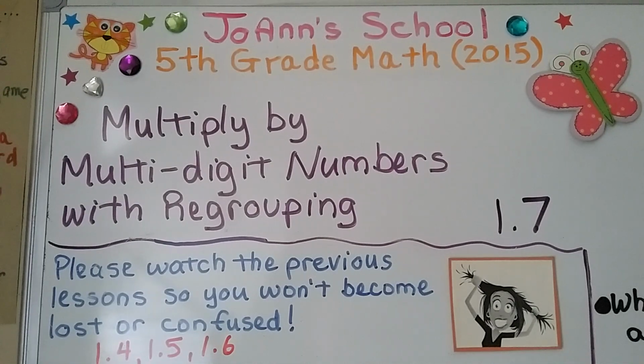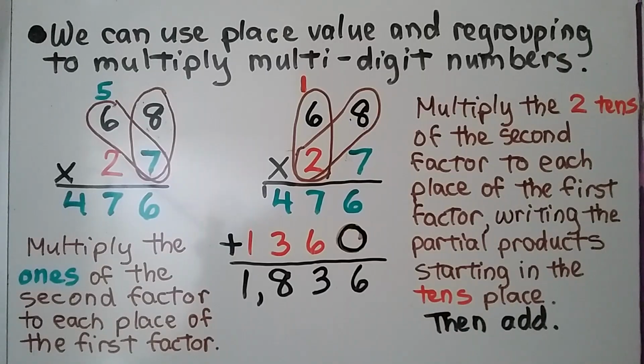Lesson 1.7, Multiply by Multi-Digit Numbers with Regrouping. The previous lessons, 1.4, 1.5, and 1.6, are linked in the description if you didn't see them, so you won't become lost or confused. We can use place value and regrouping to multiply multi-digit numbers.